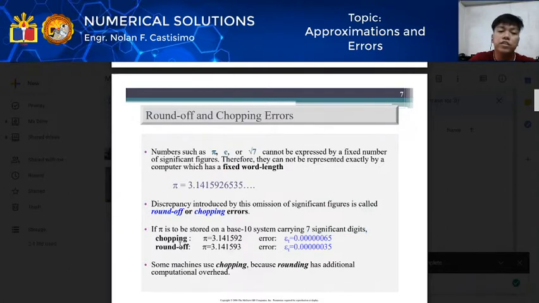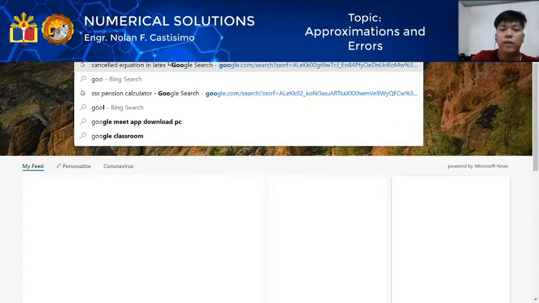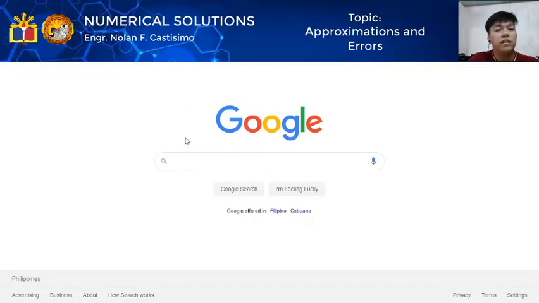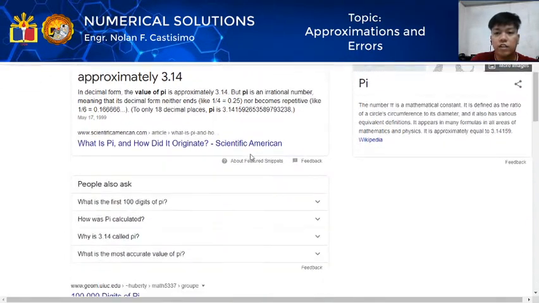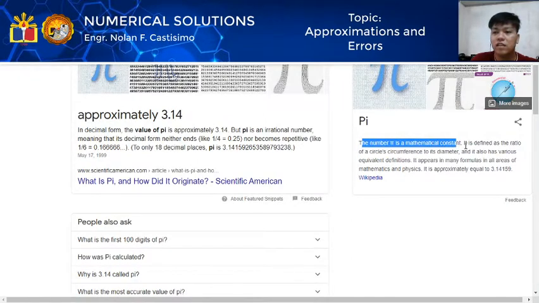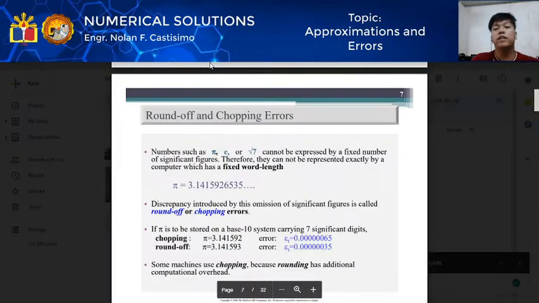So, for example, itong si chopping natin, 3.14159 2. Pero, tingnan natin sa Google, ano ba yung exact value ni pi? Value of pi. So, ayan. Continuous yan. Diba? So, the number pi is a mathematical constant. It is defined as the ratio of a circle circumference to its diameter and so on. So, tingnan nyo dito. Ang dami yung value ni pi. Diba? Continuous yan. Pero, dito sa ano natin, isa-chop lang natin siya. So, pag sinabing chop, as in kinat lang.